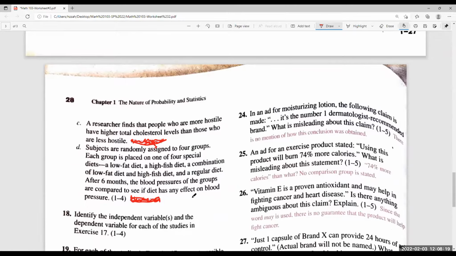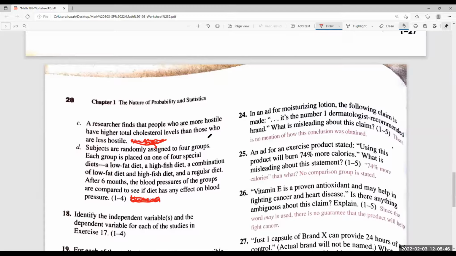Part C, a researcher finds that people who are more hostile have higher total cholesterol levels than those who are not. Is it observation? Yes, it's observational, because you just observe, you make a note. So that would be an observational study. So part C is observational.